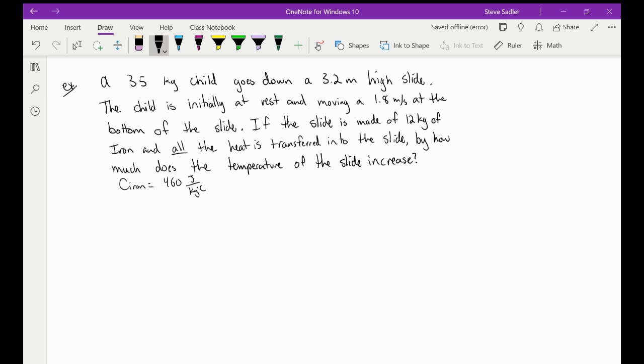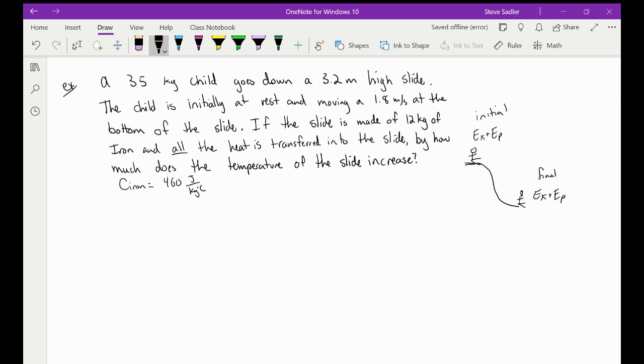And you can see this looks closely like a conservation of energy problem. So let's do our little slide here. We have a kid sitting at the top. At the top, he's going to have a combination of kinetic and potential energy. At the bottom, he will also have a combination of kinetic and potential energy. So this is our initial.